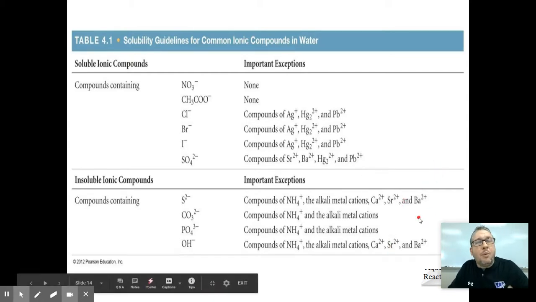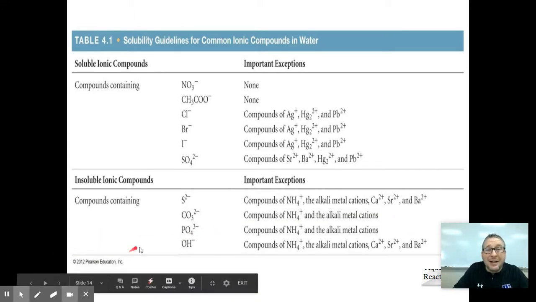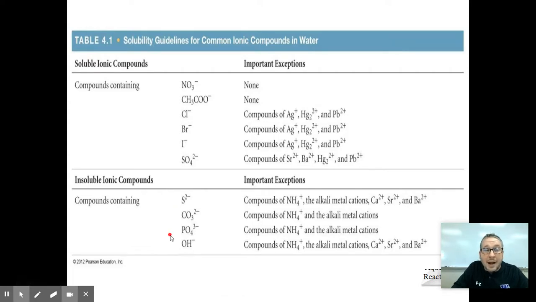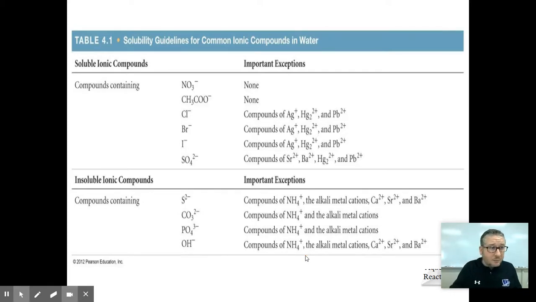What's important about these solubility guidelines is we can use them to help predict what we should get from a reaction without actually having to do the reaction itself. Then in the bottom half, we have insoluble ionic compounds. This involves sulfide, carbonate, phosphate, and hydroxide. Basically, any compounds containing these four anions will be insoluble unless they are bonded with these substances, in which case they will be soluble. You following along here? Okay.